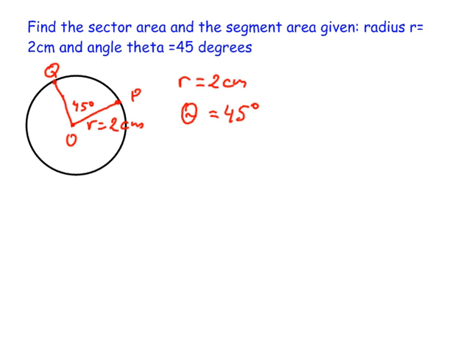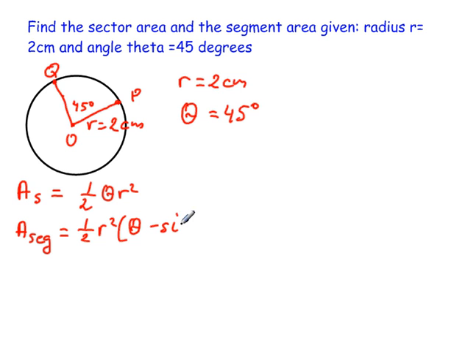So okay, now the radius r is 2 centimeters long. The angle in between is 45 degrees. So the challenge here is to find the area of the sector and the area of the segment. So the area of the sector, if you remember, that's the pizza slice, OPQ. So this is 0.5 or 1/2 theta r squared. The area of the segment is equal to 1/2 r squared times theta minus sine theta.